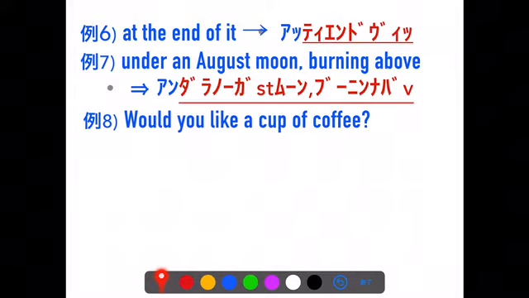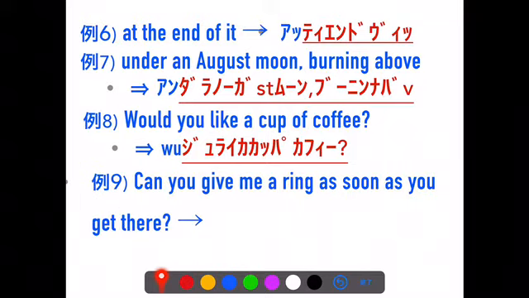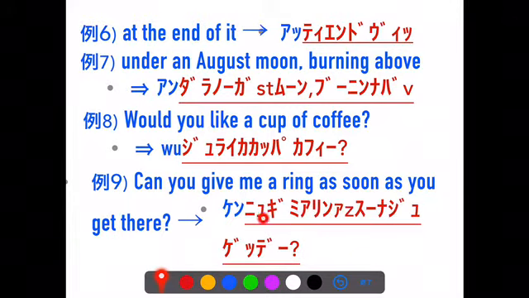Would you like a cup of coffee? Here's D. So, Jew and cup of. This is POV. Jew like a cup of. Would you like a cup of coffee? We have to say, would you like a cup of? Can you give me a ring? As soon as you get there. This you is new and give me. Naz you. Get there. So this becomes like, can you give me a ring as soon as you get there? Can you give me a ring as soon as you get there? This is a big sound change.